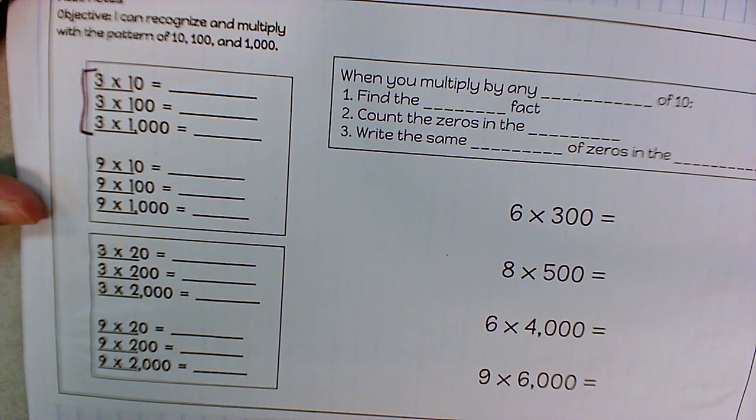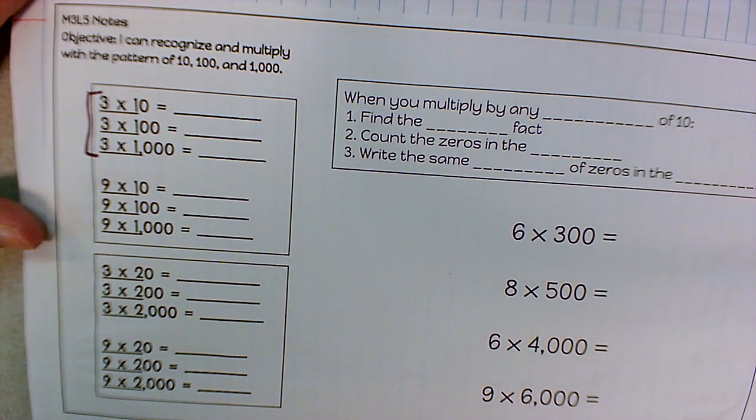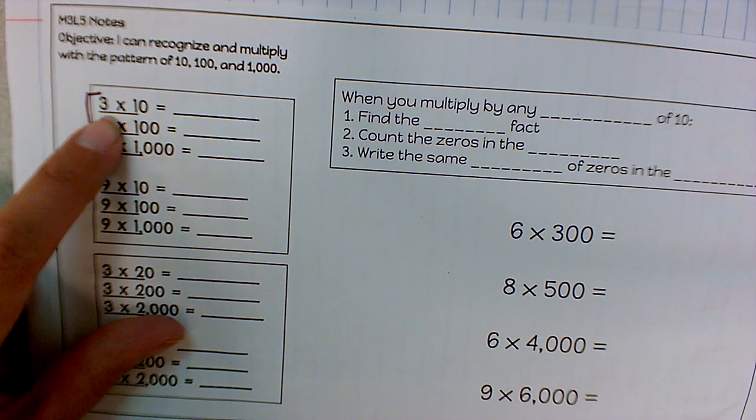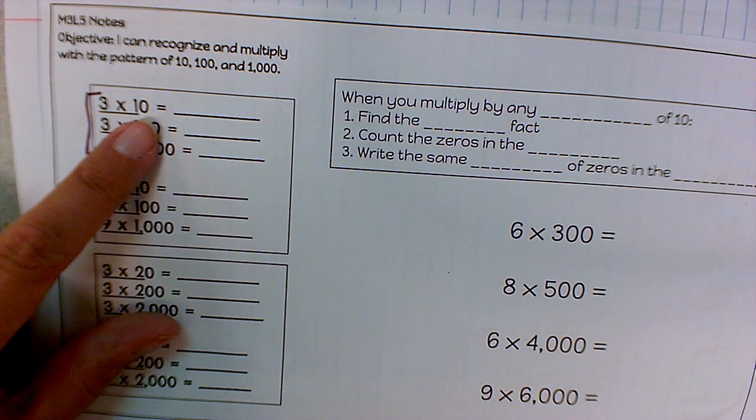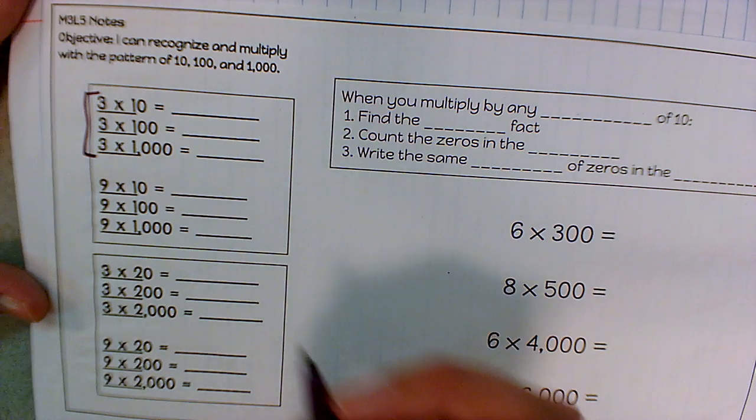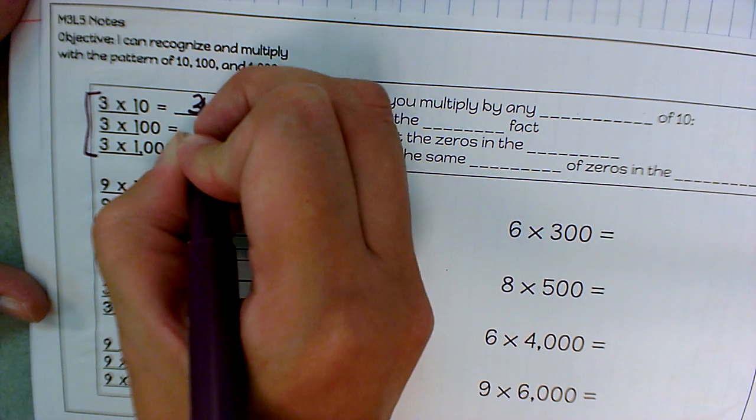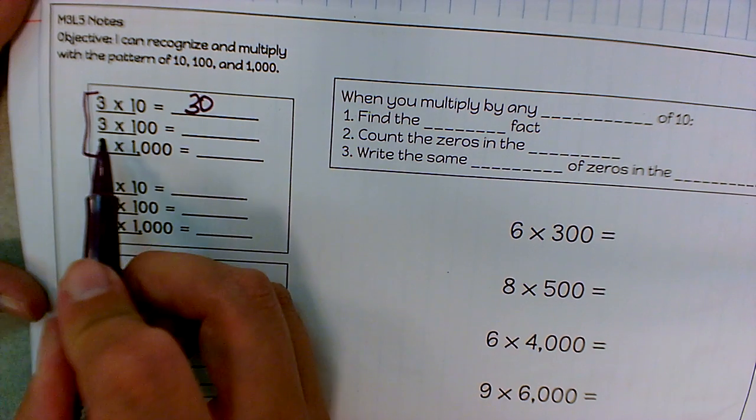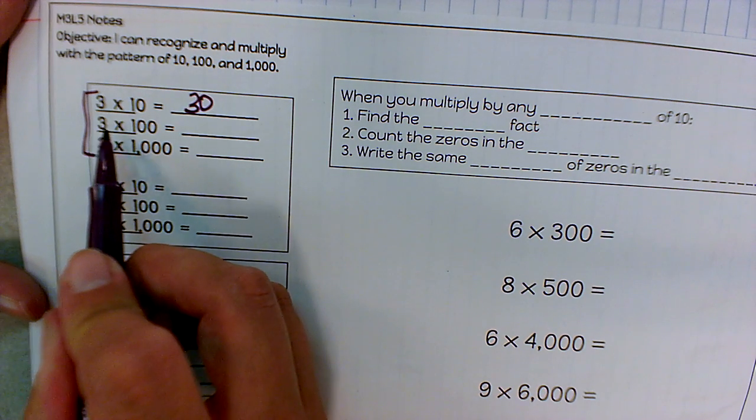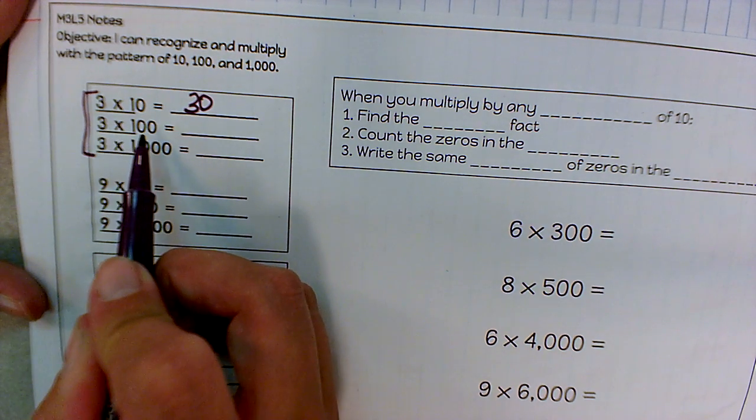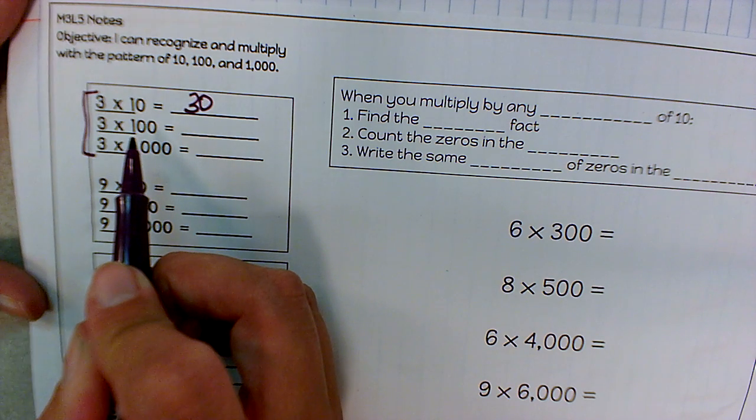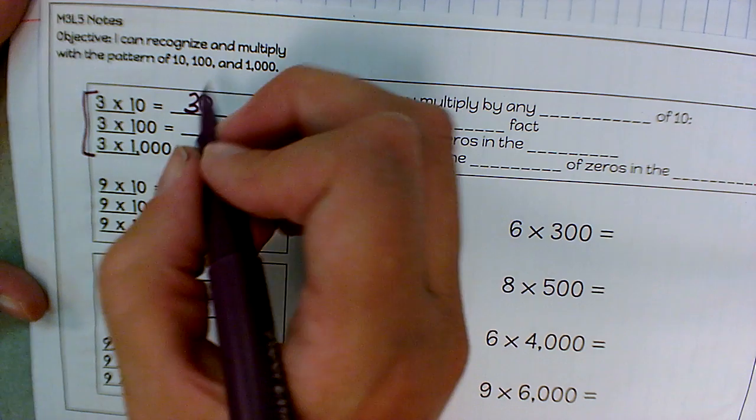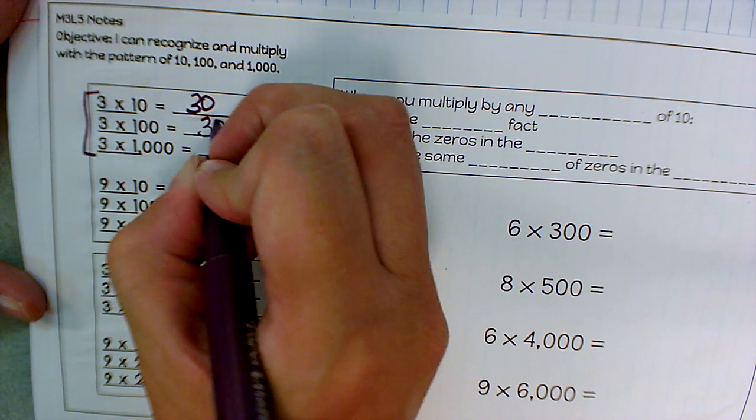Now, when I look at this and it says 3 times 10, I'm going to think to myself, well, that tells me that I have 3 groups of 10. And if I were to have 3 groups of 10, I would have 30. Now, in the same way, I want to have 3 groups of 100 because I know when I multiply, I am thinking about groups of. So I have 3 groups of 100. That means I would have 300 total in all.